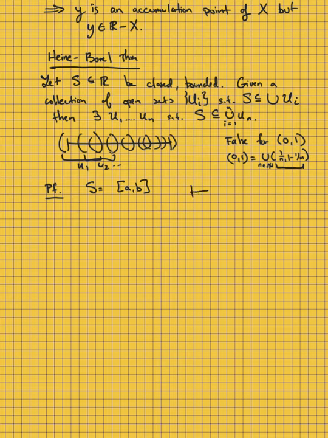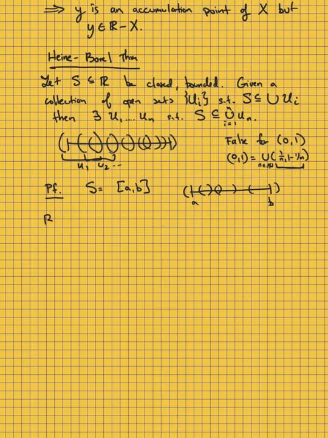So the picture I had is essentially the same one I'll use, where we have these sets which are contained in the union. There's presumably infinitely many of them, and we have to show that we can cover the interval with only finitely many. Okay?